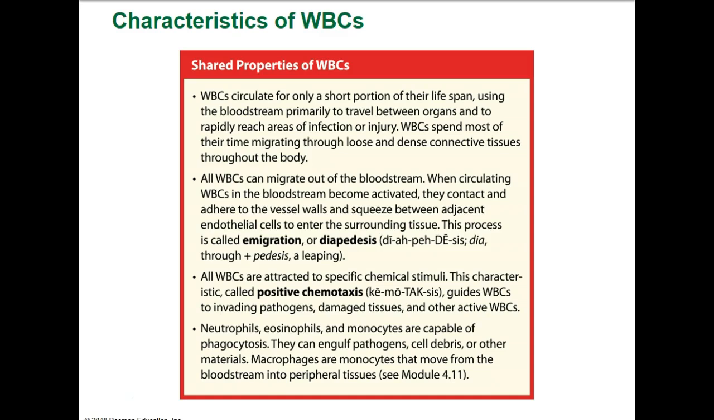All the white blood cells are attracted to specific chemical stimuli, and we call this positive chemotaxis. That guides the white blood cells to the invading pathogens in the damaged tissues. Now, when we get into the chapter on the lymphatic system, we will talk about these chemotactic factors. Whenever there's damage to tissues or there's infection at certain sites, some of the tissues and some of the other white blood cells will give off these chemicals that automatically signal the white blood cells to come into those areas.